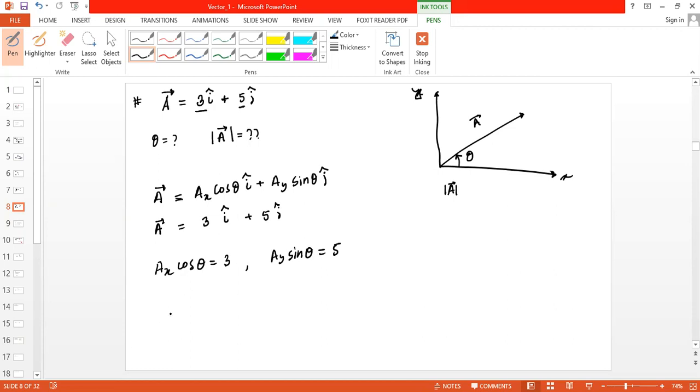So if that is so, we can write A sin theta divided by A cos theta. A sin theta is associated with the j component.